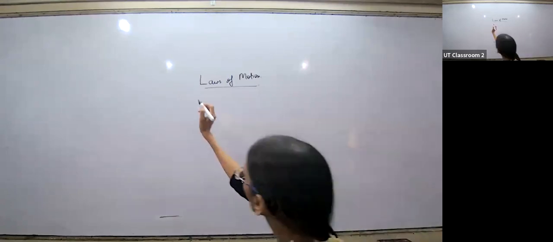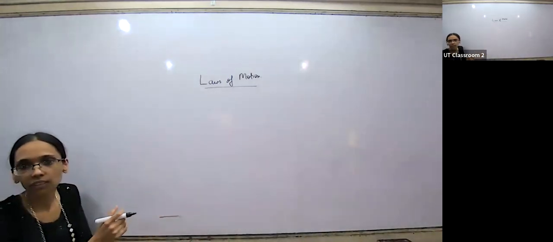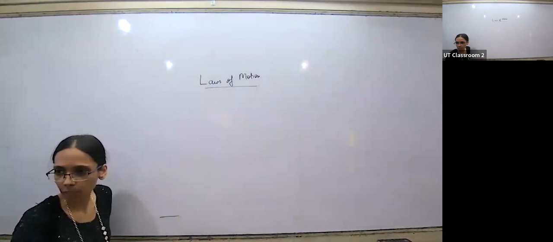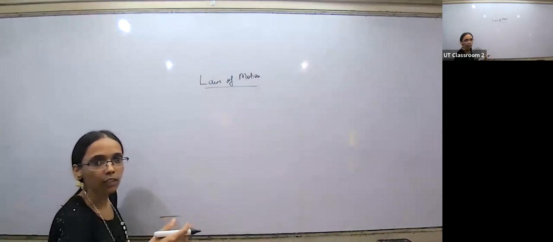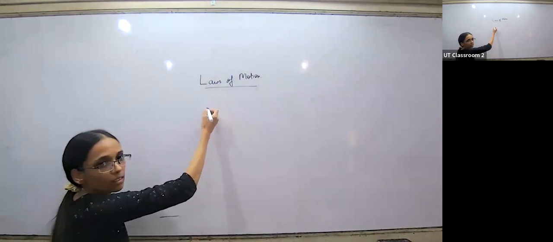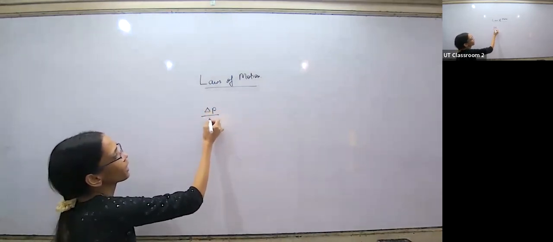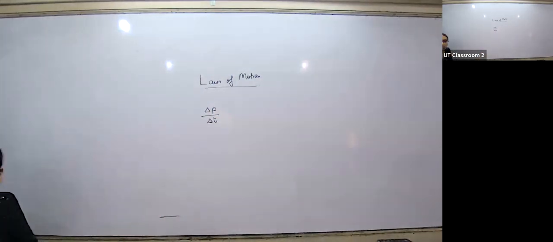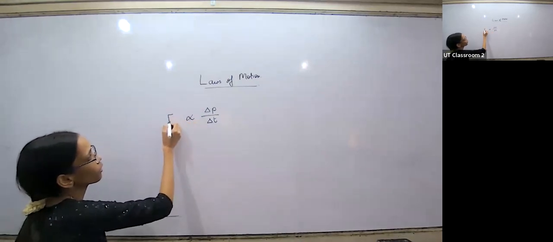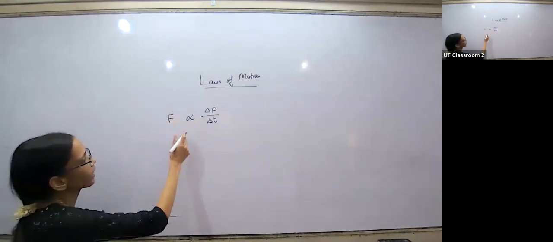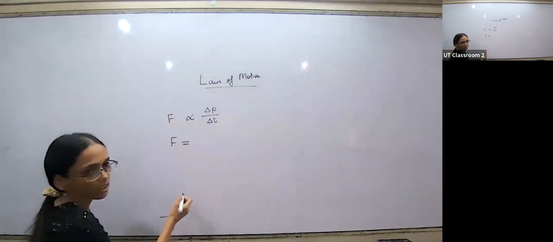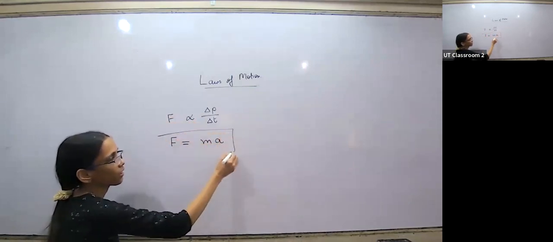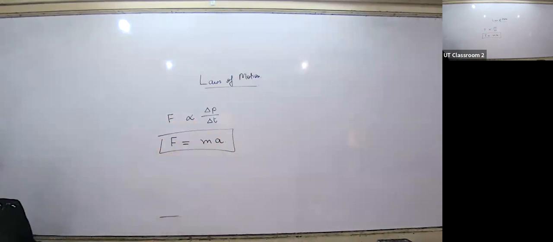The second law is most important. Second law tells you what? Momentum. What is the letter that represents momentum? P. And rate of change of momentum, that is delta P by delta T. So this is rate of change of momentum. That is directly proportional to force. Okay. And we get an important relation: F is equal to mass into acceleration.